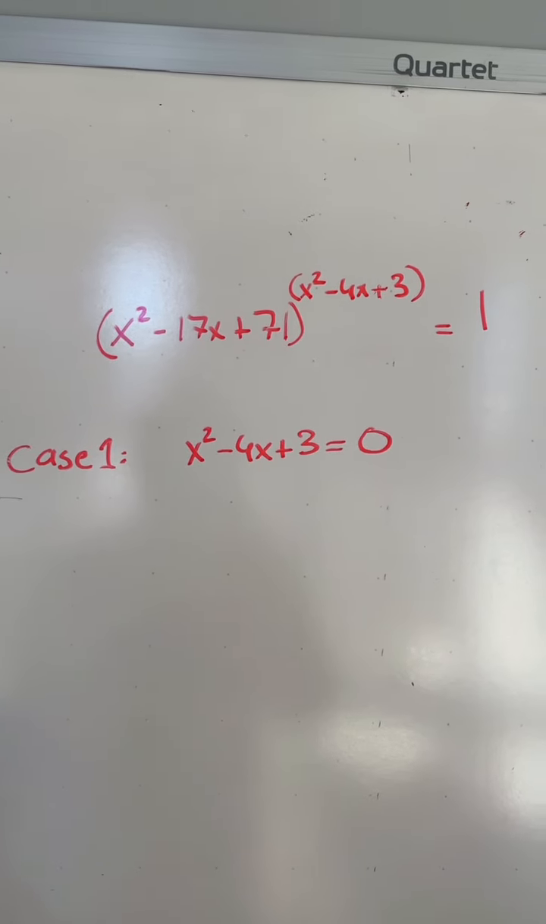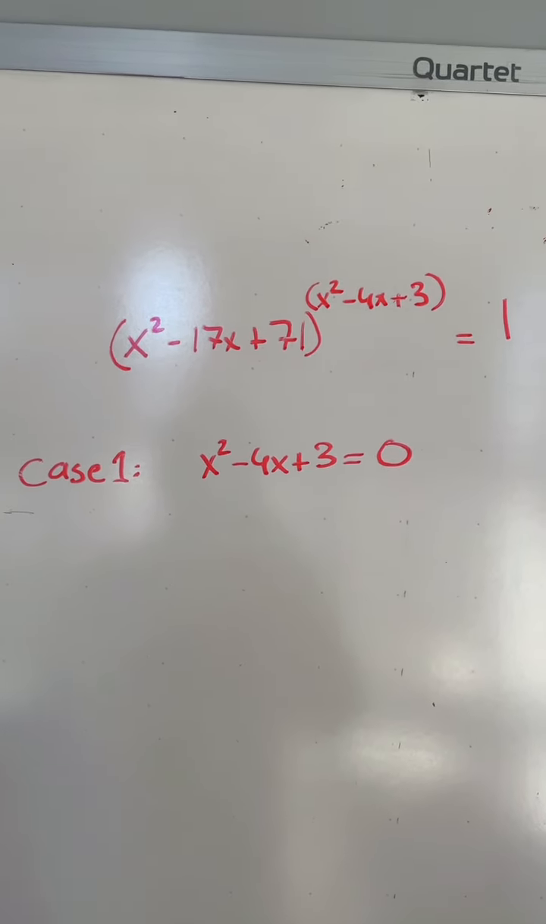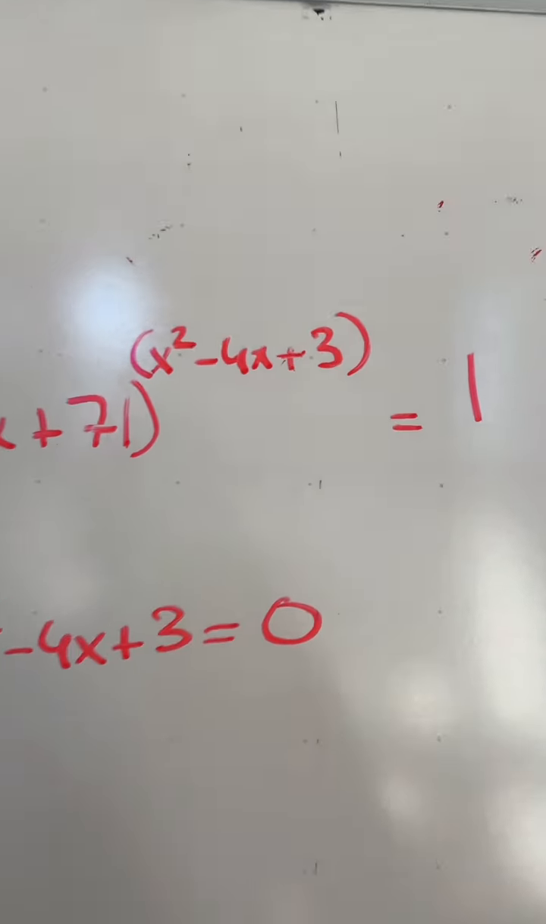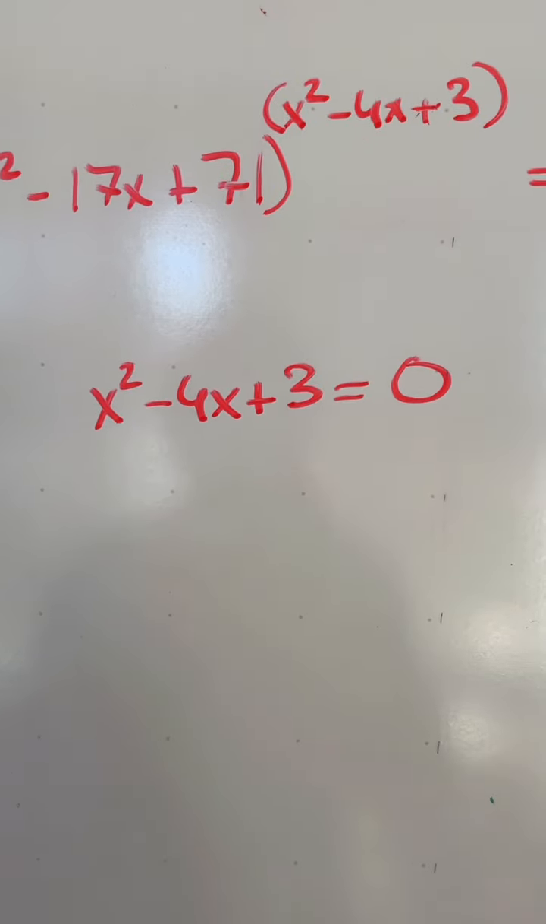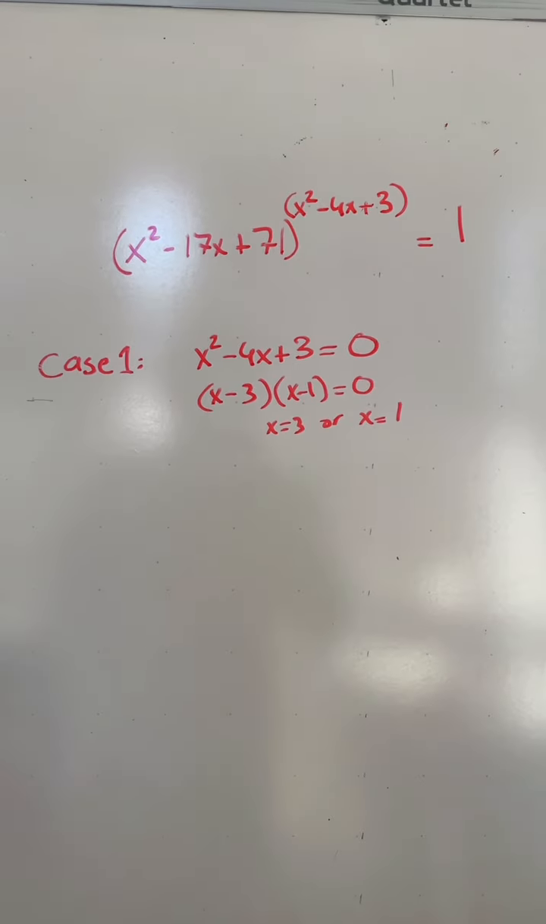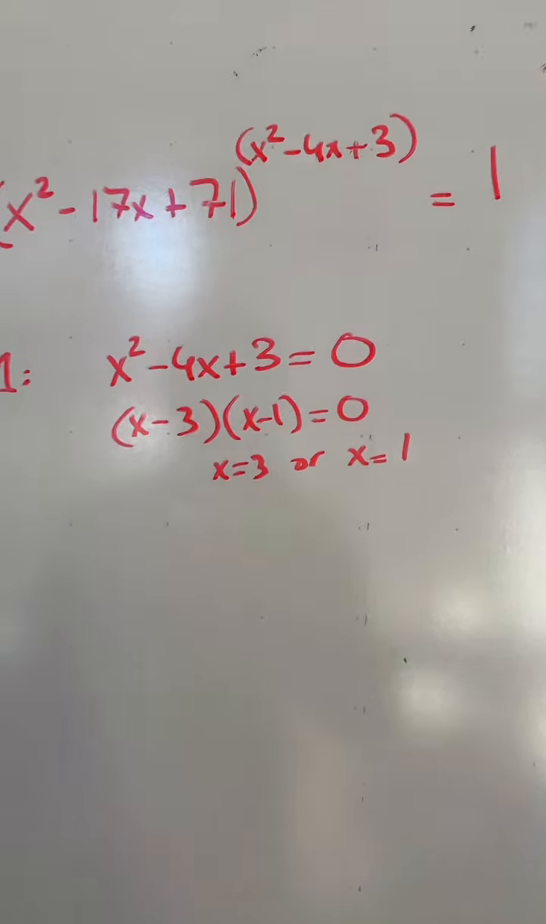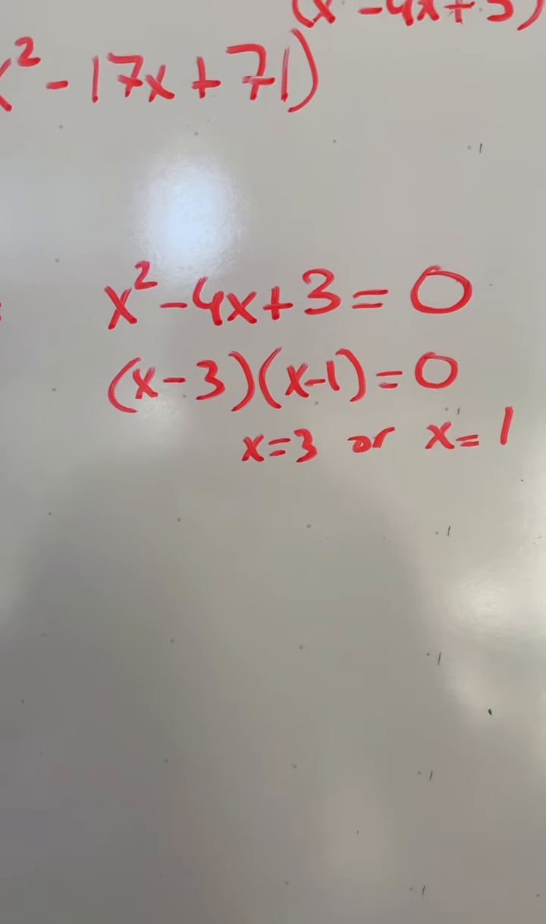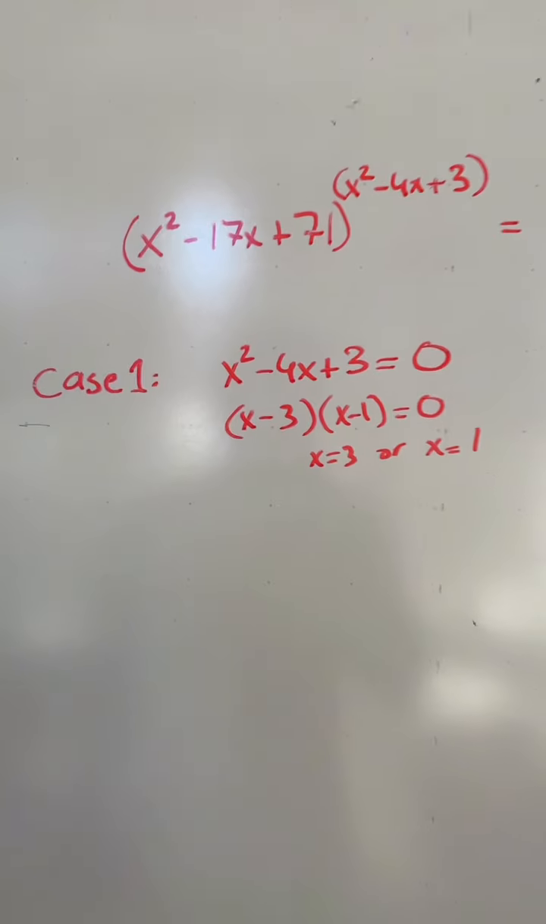So we'll start with case 1, which says that anything to the power of 0 is 1. Since x squared minus 4x plus 3 is the exponent, we need to find values of x which make it 0. This is relatively simple because all we need to do is factor our quadratic, and we have our first two solutions where x is equal to 3 or x is equal to 1.